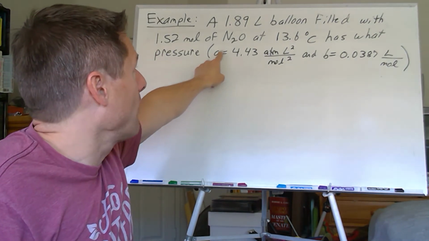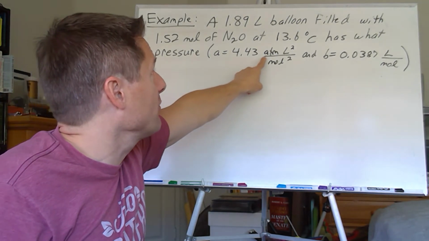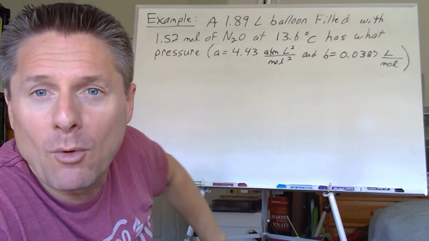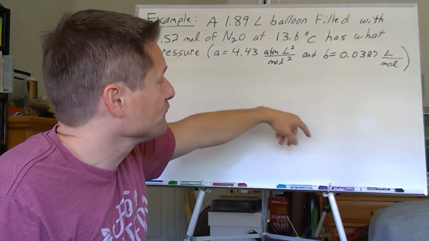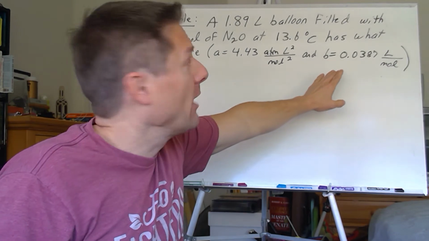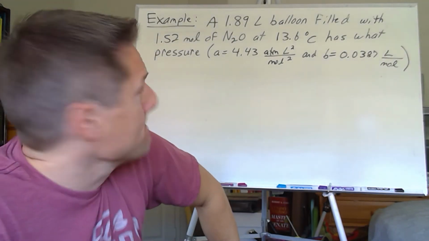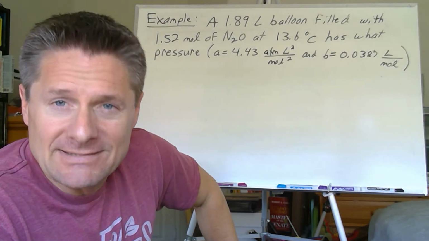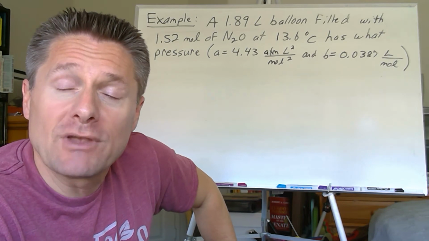So a for N2O under these conditions, let's say, is 4.43 atmospheres times liters squared per mole squared. Sometimes you'll see it as bars, liters squared per mole squared. And then b, that's the excluded volume per mole, is 0.0387 liters per mole. Let's calculate the pressure using the van der Waals equation, or real gas equation. So give it a shot.